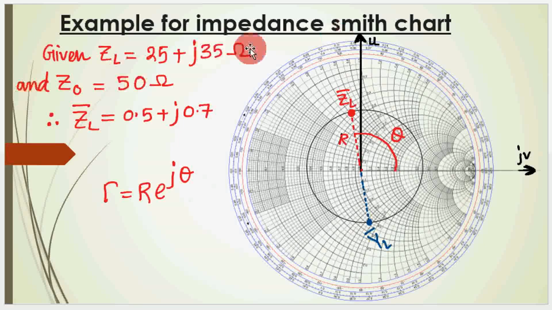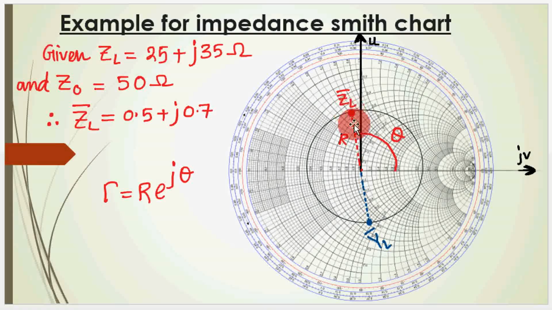Now let us see one example on the impedance Smith chart. Suppose ZL is the load impedance, and Z0 is the characteristic impedance of the line. So the normalized impedance is 0.5 plus j0.7. So this is the 0.5 line, R equals 0.5, and this line is X equals 0.7. So this is the intersection point.